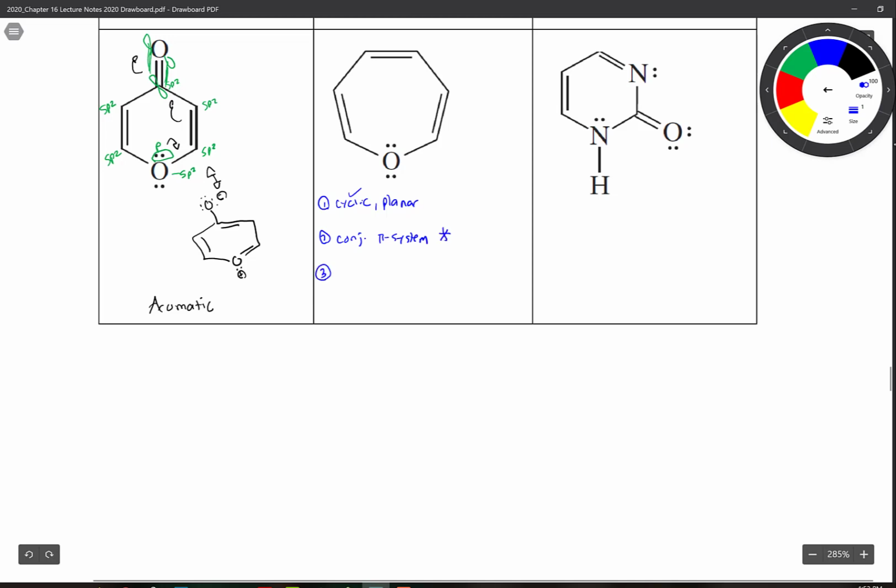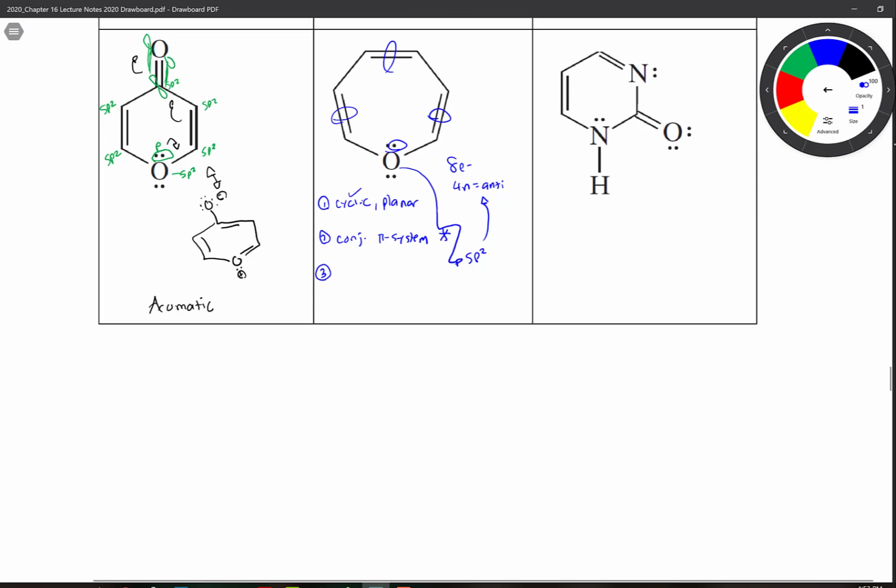And let's take a look here. This is another if. So if we assume that that was flat, if we assume that it is a conjugated pi system, then we would have 2, 4, 6, 8 electrons. That's a 4n number, and that's anti-aromatic. So if we make this oxygen sp2, then we get anti-aromatic.